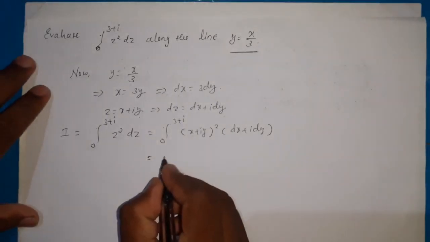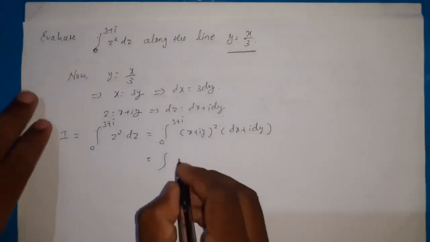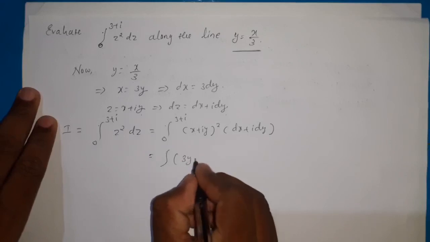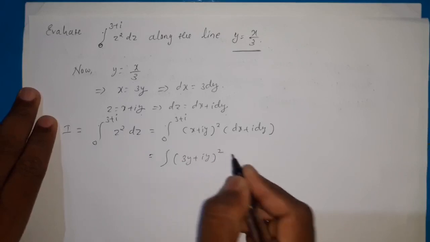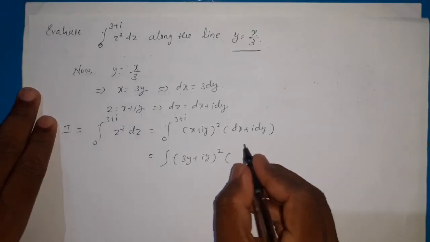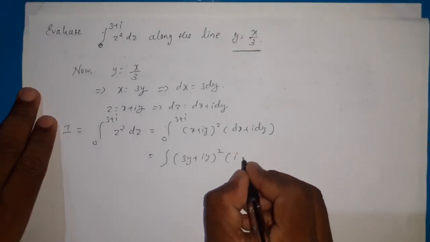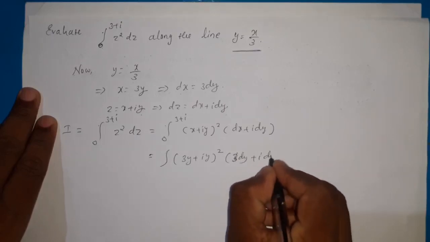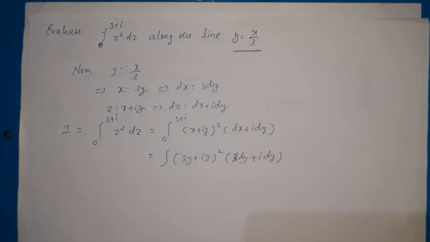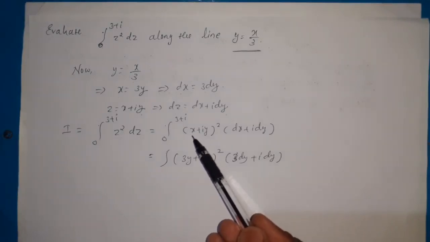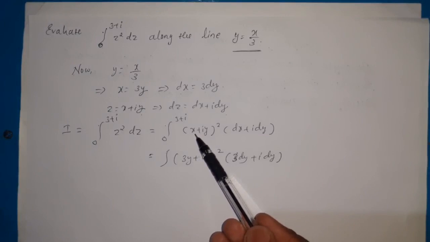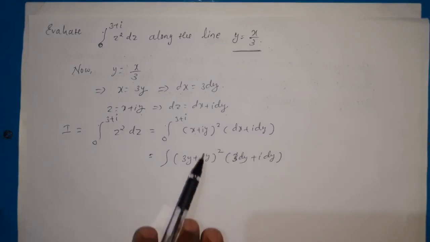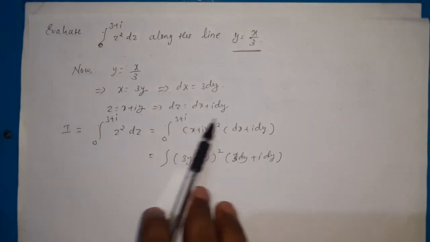So now x becomes 3y plus iy, whole square, and dx becomes 3 dy plus i dy. So now this function of two variables becomes a function of y only, because we have eliminated x from this function.